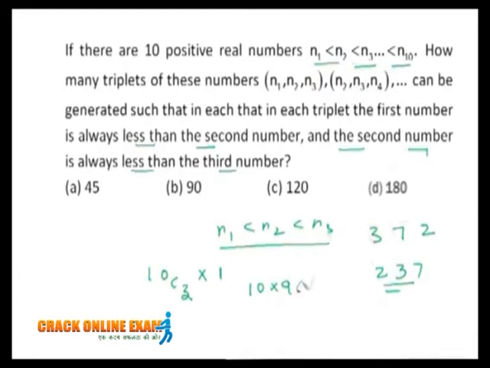Now 10 into 9 into 8 by 3 factorial, that is 6, or we can say 3 into 2. So 2 4s are 8 and 3 3s are 9. So 3 4s are 12 into 10. In all there will be 120 sets, or we can say 120 triplets, right?